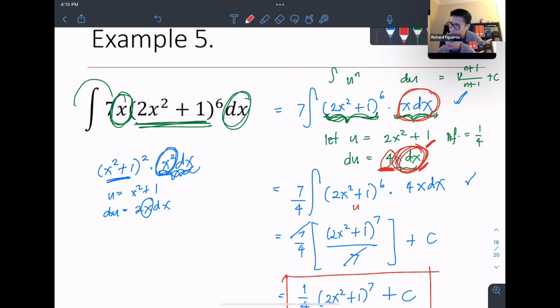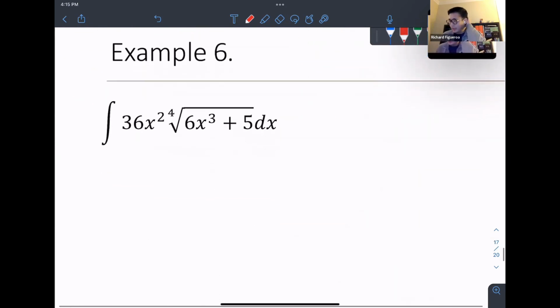So this one is our u raised to 6, and then we'll have just the du. The du is 4x dx, and it just so happens it's not the same as the original. That's why we divide it by 4. Okay? So let's have more examples.